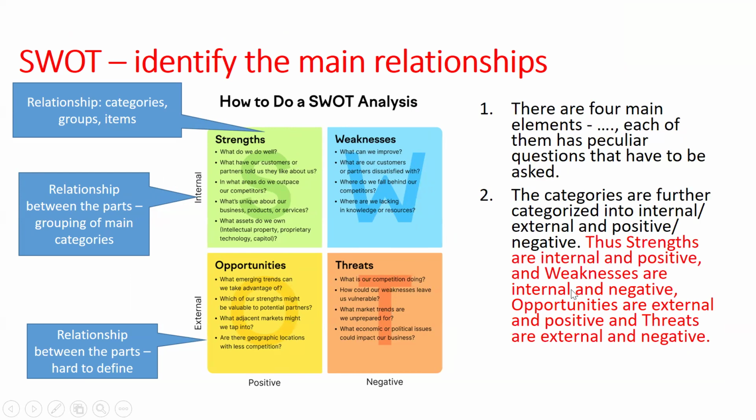So when we are describing this sample chart, we see that there are 4 main elements. Each of them has peculiar questions, and the categories are further divided into internal, external, positive, and negative. So the strengths are internal and positive. The weaknesses are internal and negative. The opportunities are external and positive, and the threats are external and negative. So that was the brief analysis of the chart.